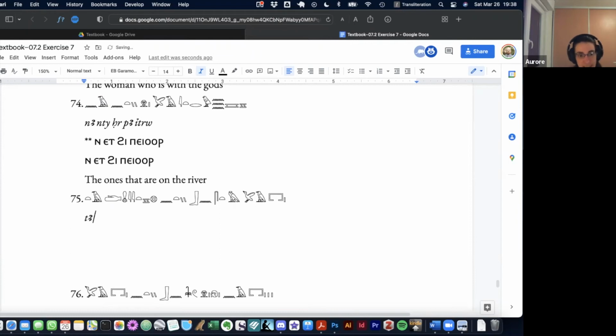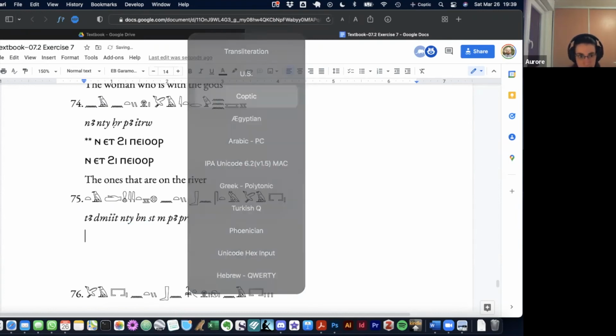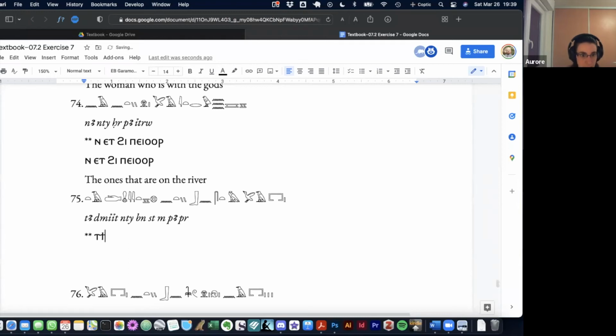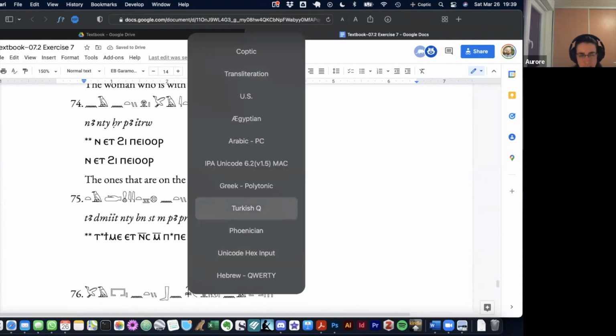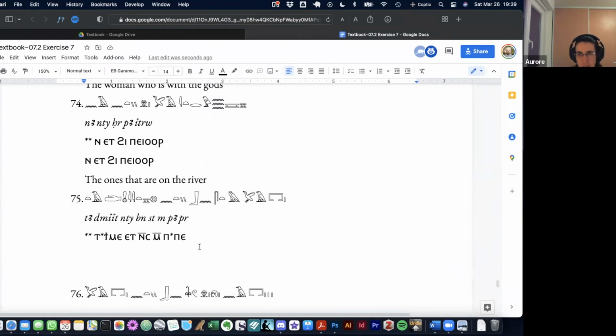Ta de meat, net benset em paper. And that's tetime et ens em pepe. And okay, this one change genders, right? Yeah. Emptime et m a hen the h. Yeah.